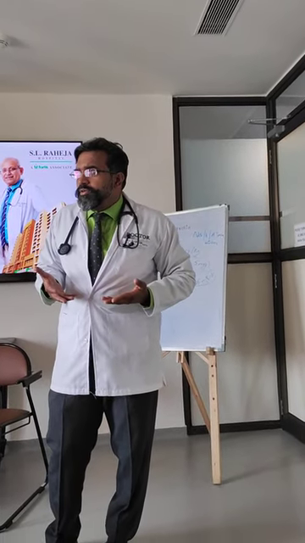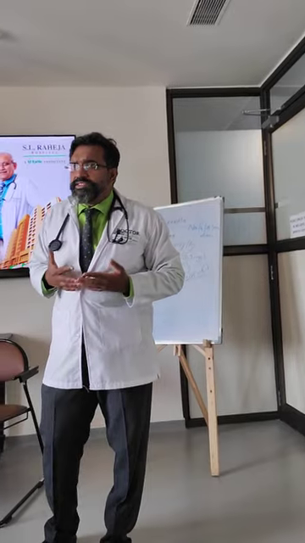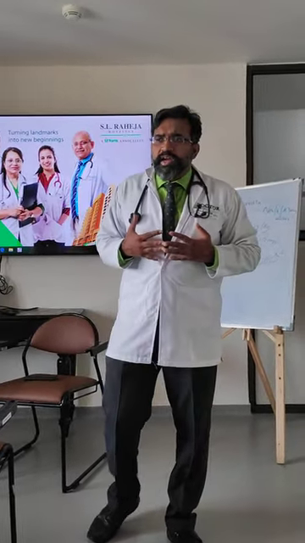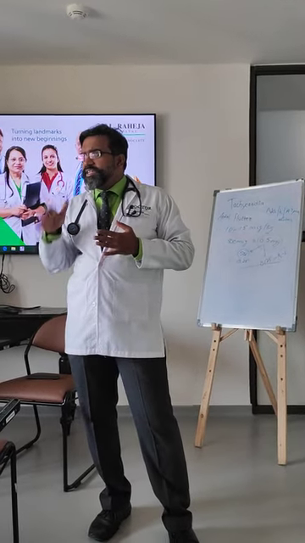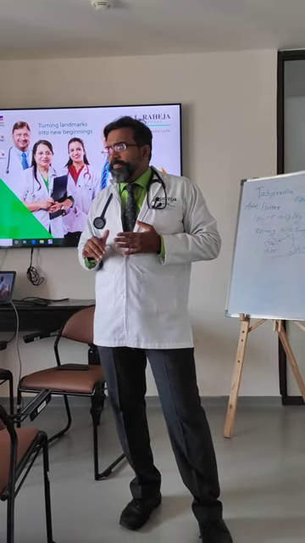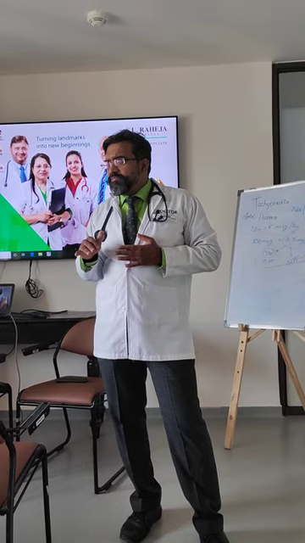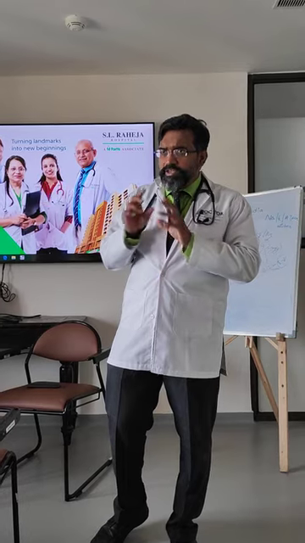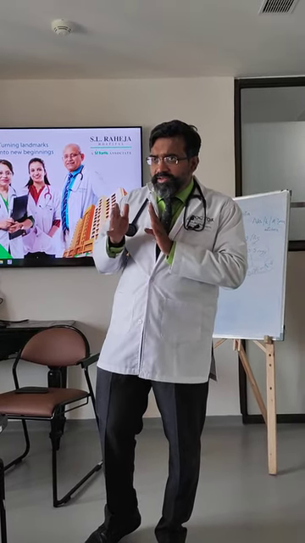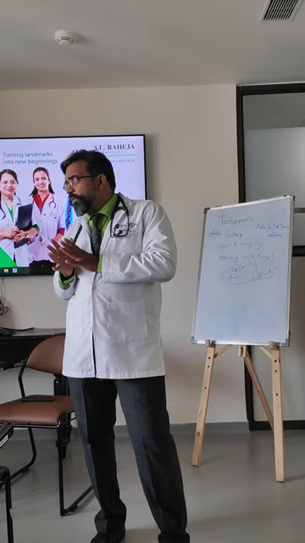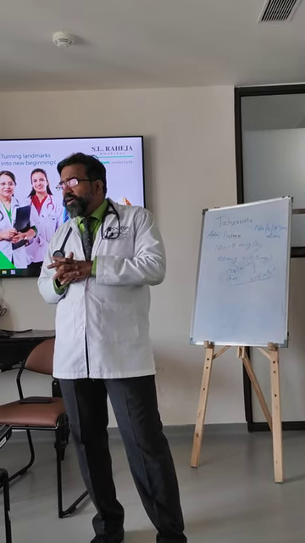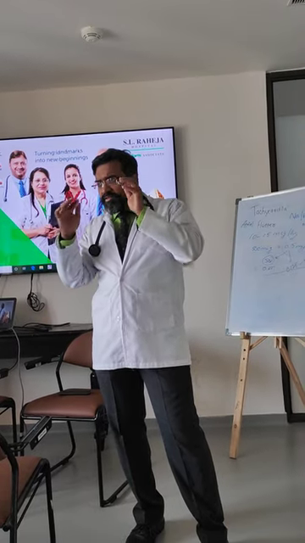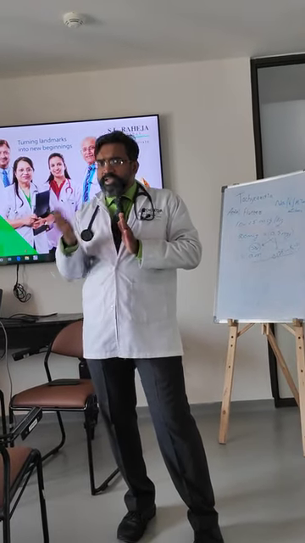Now how much to give? To know how much to give, there is something called the inhibitory quotient. What is inhibitory quotient? It is the level of antibiotic inside the CSF divided by the MIC. That gives you an idea. And that number should be 10 to 20. Clear? The level of antibiotic divided by the MIC, just before the next dose of antibiotic.